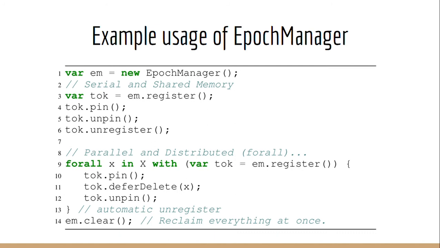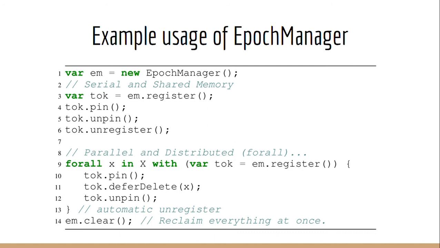Next, we have an example depicting the usage of Epoch Manager in forall loops. Notice that we register to the manager using the with statement and not inside the loop. This allows for registration on a per task basis instead of registering each time the loop executes. As tasks go out of scope, they automatically unregister.